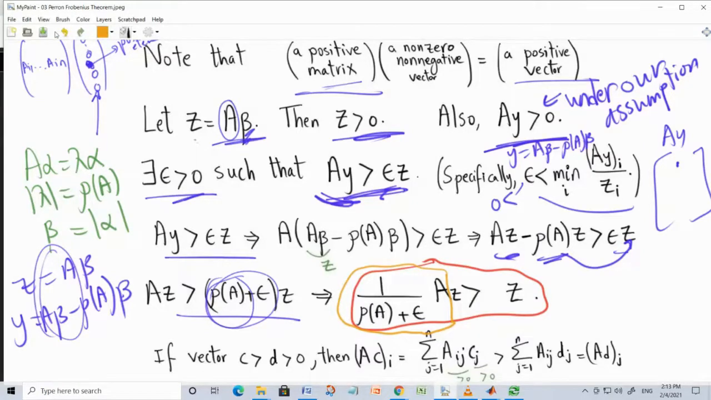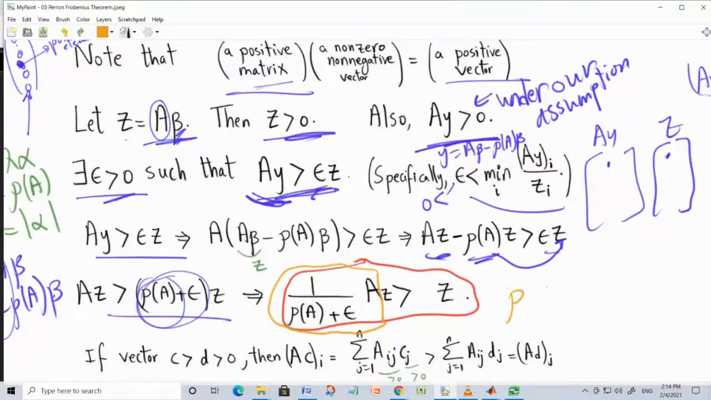We have seen this before. Remember in the proof of Gelfand's formula, which relates the spectral radius to matrix norms. We encountered the exact same matrix: you take a matrix A, it has a certain spectral radius rho of A. If you divide matrix A by rho of A plus epsilon, then you get a matrix whose spectral radius is strictly less than 1. So remember this story that the spectral radius of 1 over rho of A plus epsilon times A is strictly less than 1.